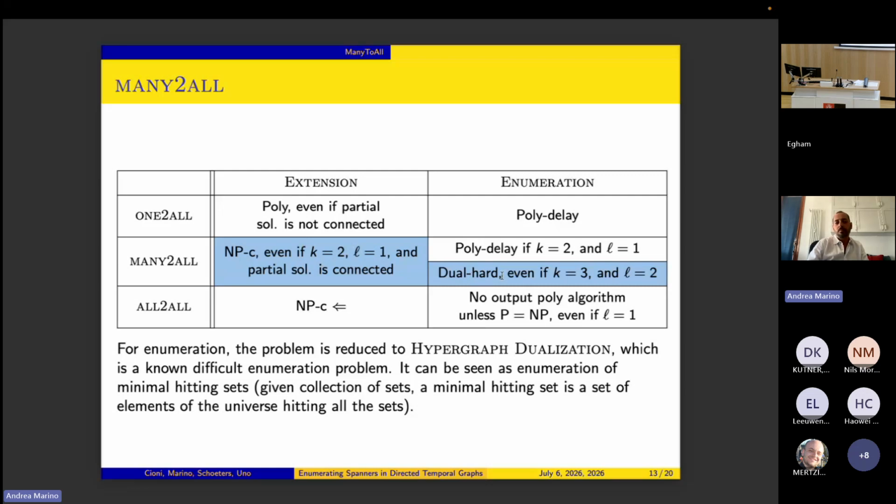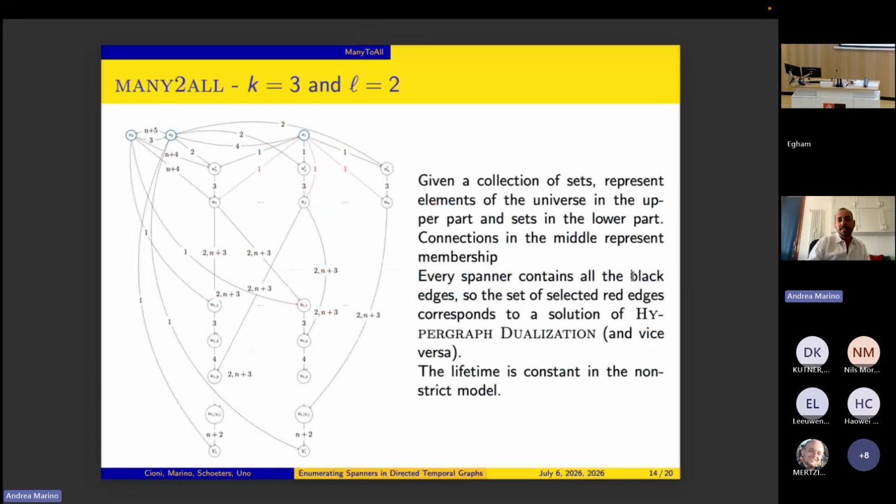So this extension problem is NP-complete, and then we prove that the enumeration is dual hard. Basically, we can transform an instance of minimal hitting set enumeration into a problem of enumerating spanners with K3 sources and temporality 2. The reduction has 3 sources. Remember that in minimal hitting set, you have a collection of sets. Here on this layer, you can imagine the elements. Here below, you can imagine the sets.